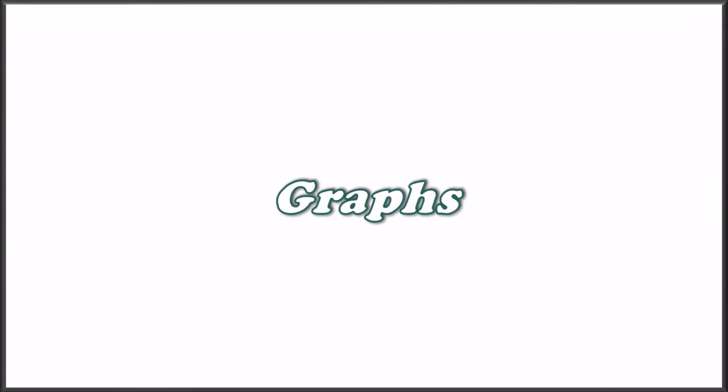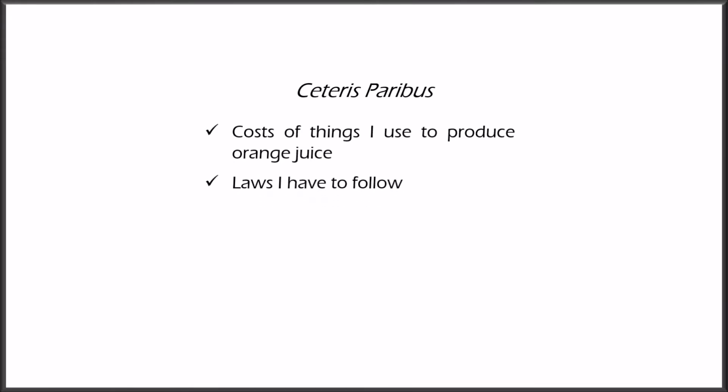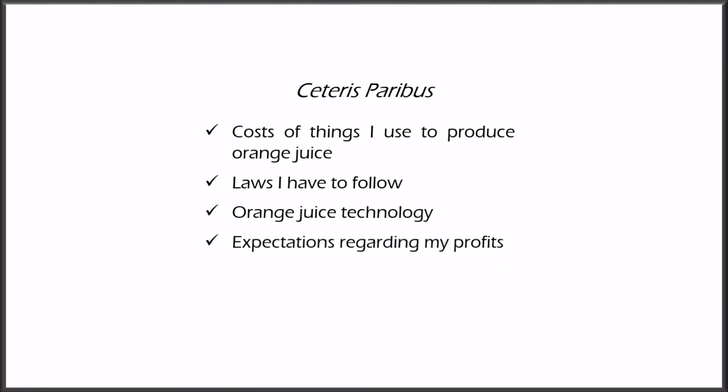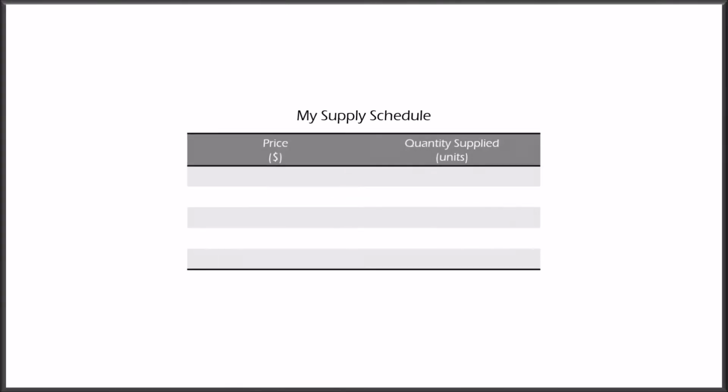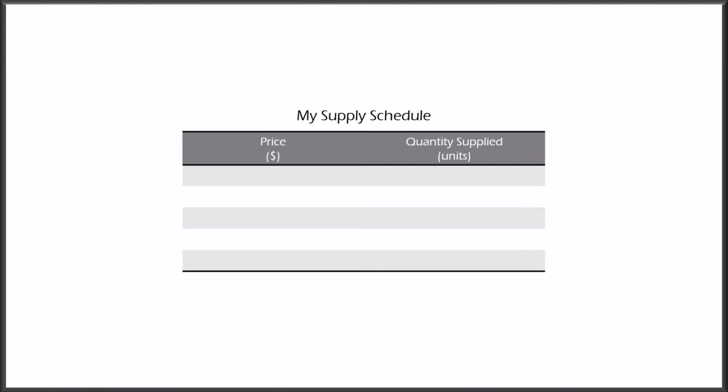Now let's see how these concepts can be represented in graphs. Before we draw the supply curve, it is important to understand what is not changing. In our analysis, we assume that the following variables are constant: the costs of inputs of production, regulations and rules relevant to this product, technology, and profit expectations of this product, amongst other things. Having removed external factors from our analysis, we can now form the supply schedule, which is a table of the different quantities supplied of that product at different prices.